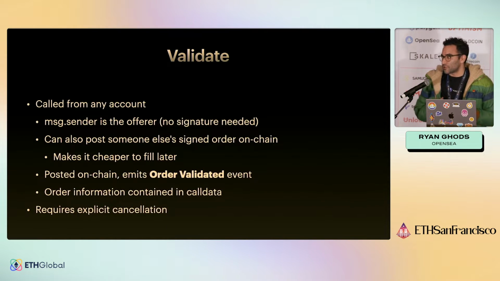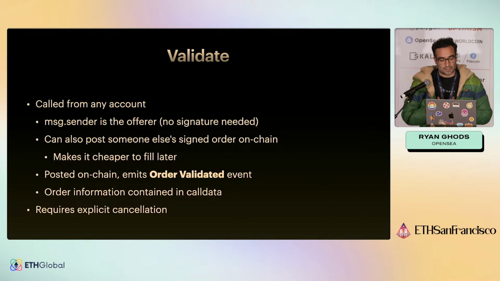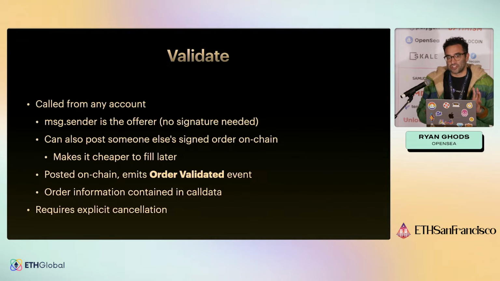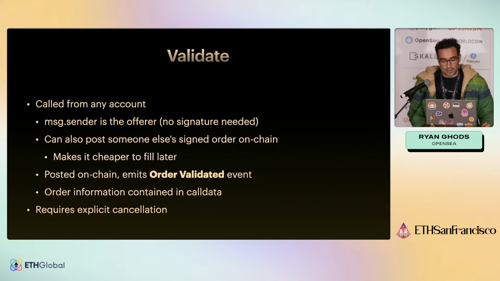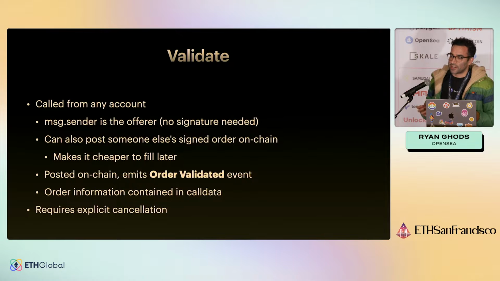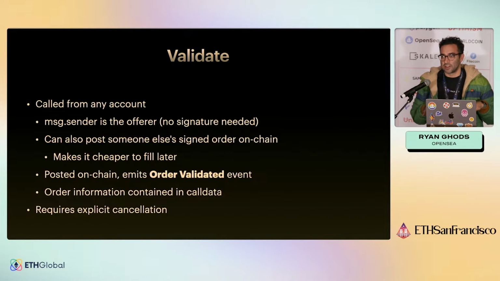So validating an order on-chain is pretty cool because, as I mentioned, it makes it cheaper to fulfill later. It also emits an event called order validated on-chain. So this is something you can do with contracts. If you have a contract that automatically wants to list the NFT on Seaport, you can do this, and then other people can understand that the order has been made available to be fulfilled.